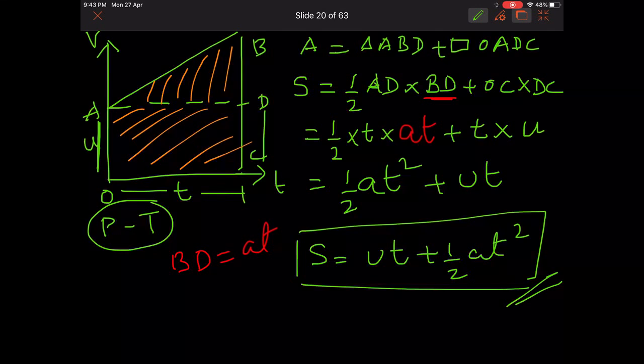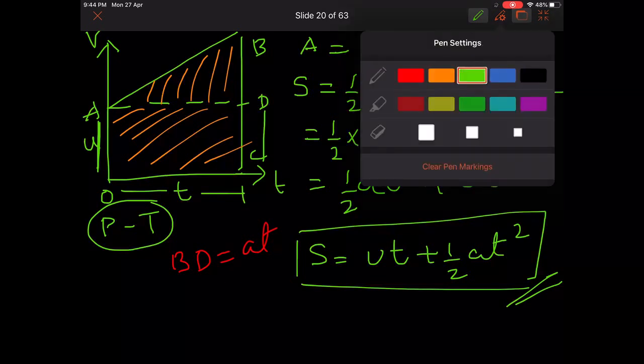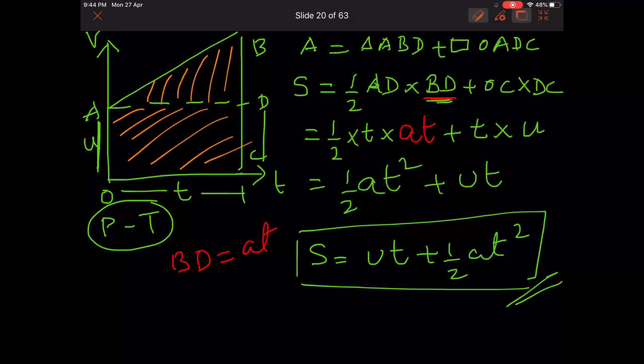And one more very small value that I have substituted is of BD, which you have to remember. So BD, the value has to be taken from the first equation. So this is how we derive the second equation of motion, or the position time relationship. Got it?